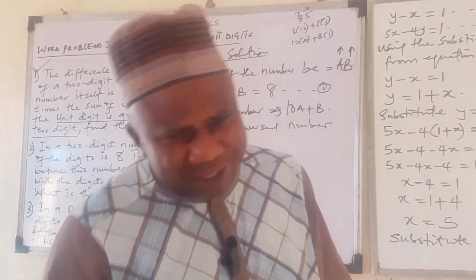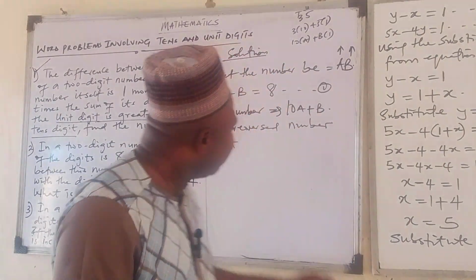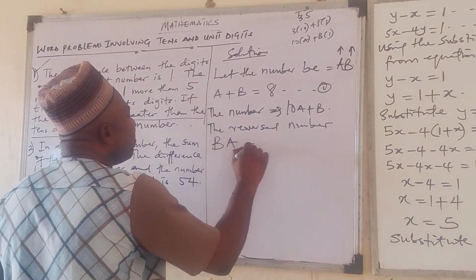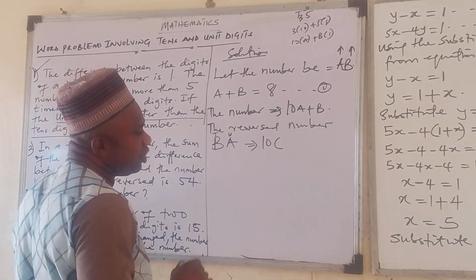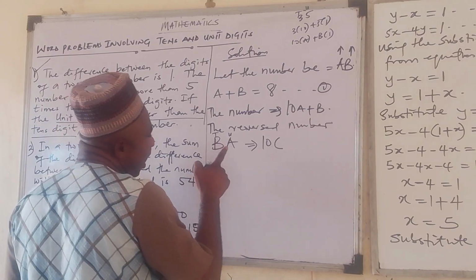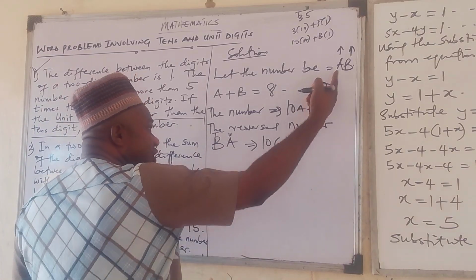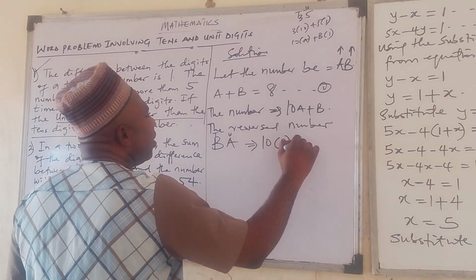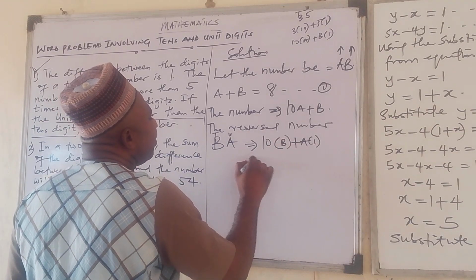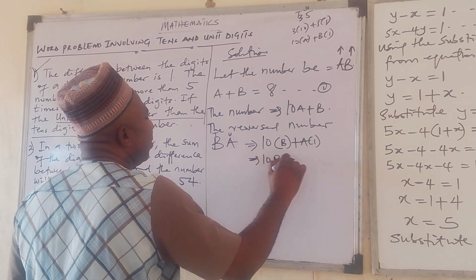The number is AB, so when you reverse it, it becomes BA. So the number this time will be 10 in bracket B, because B is now the tens digit and A becomes the unit digit when the digits are reversed. So that will be 10 in bracket B plus A in bracket 1. So that will give us 10B plus A.